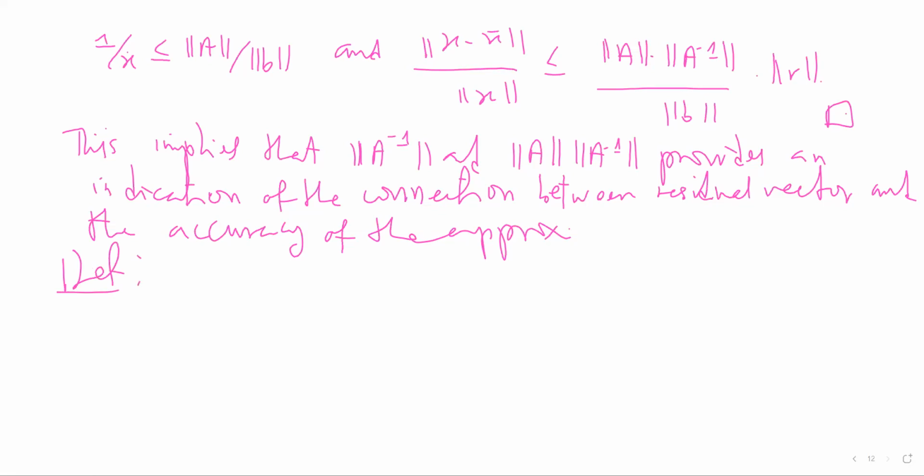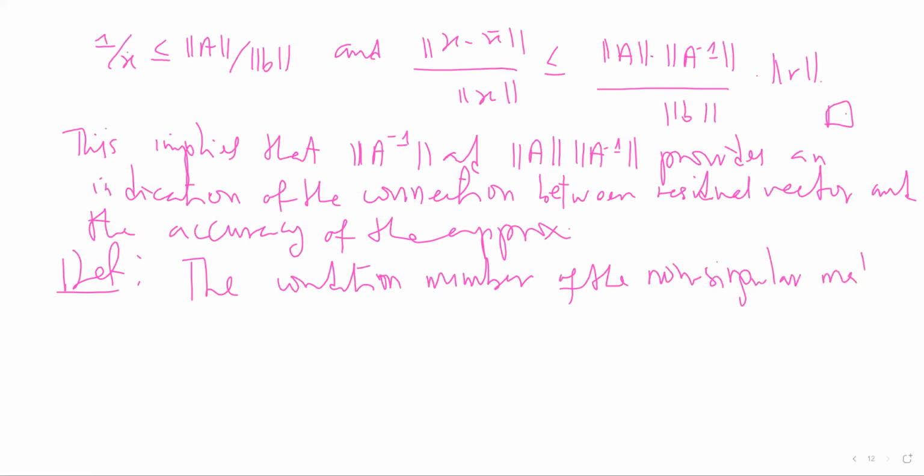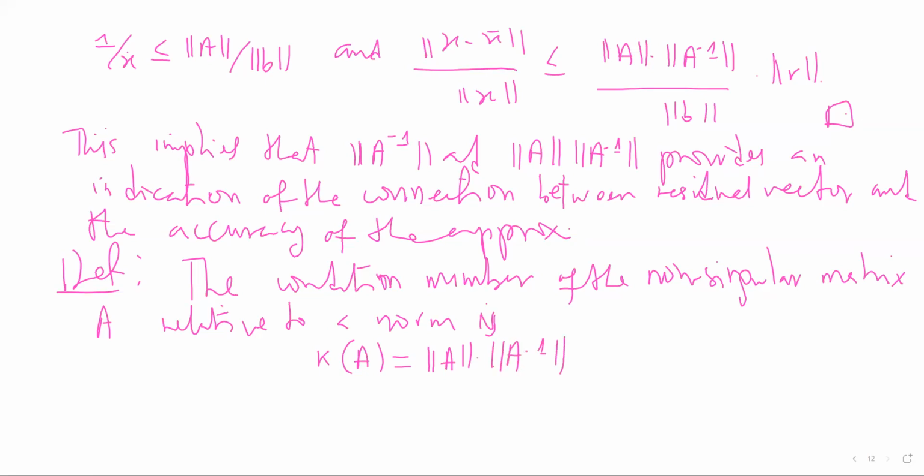Now, I want to talk about the condition number. The condition number of the non-singular matrix A relative to the norm is sometimes written as kappa of A, but in some groups they use K(A) as well. This is the condition number.